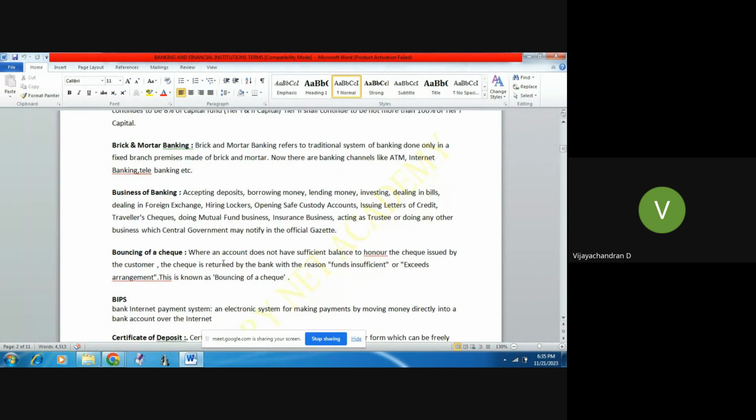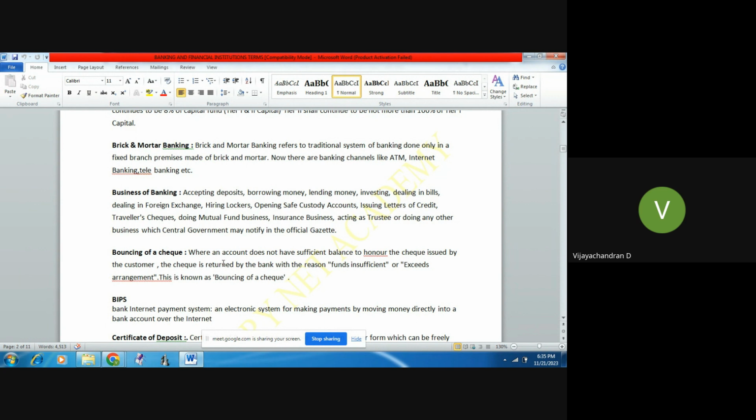Then business banking, that is already known to you. The different businesses, the variety of services done by the banks, that is known as banking business. What is that? I told you: deposit, borrowing money, lending money, investing. Yes, the bank will also do the investing on behalf of the customer. On behalf of the customer, they will do the investment services.